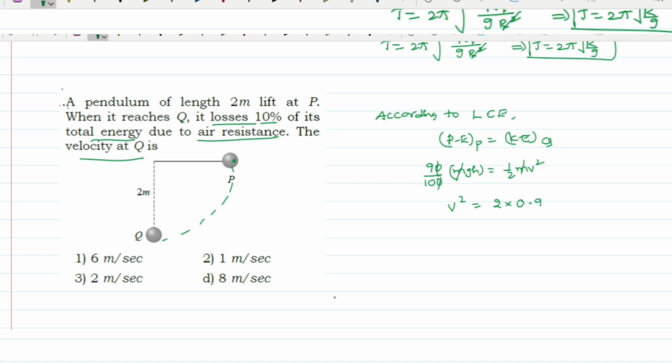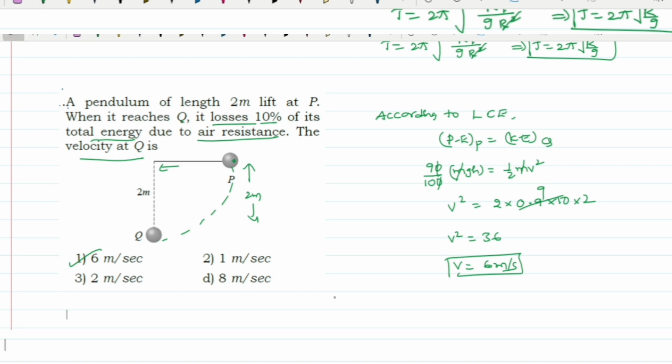Into g into h. The g value you can take as 10, into h. h is the pendulum length, the vertical height, which is 2 meters as given. Now we simplify: 2 into 0.9 into 10 into 2 gives 36. So the velocity at the point Q is 6 meters per second. This is the correct answer.